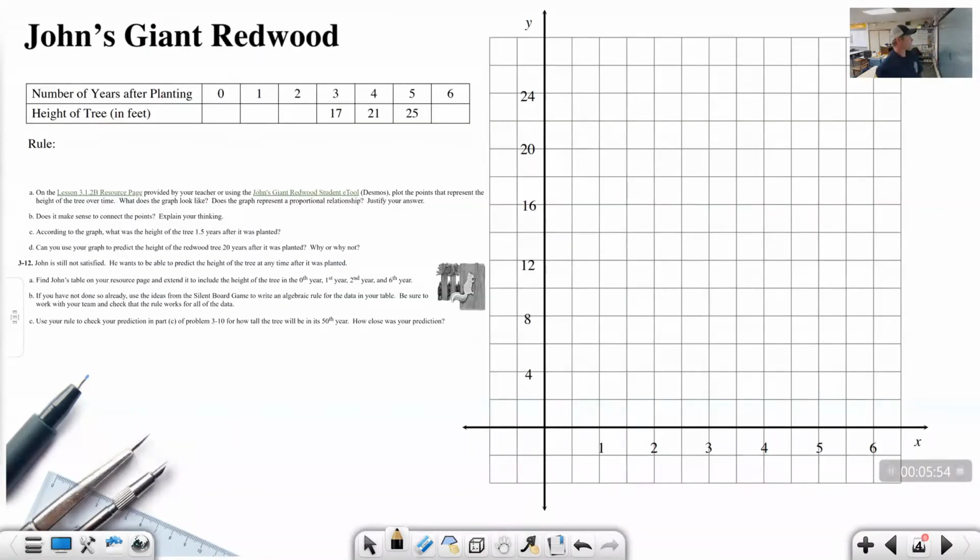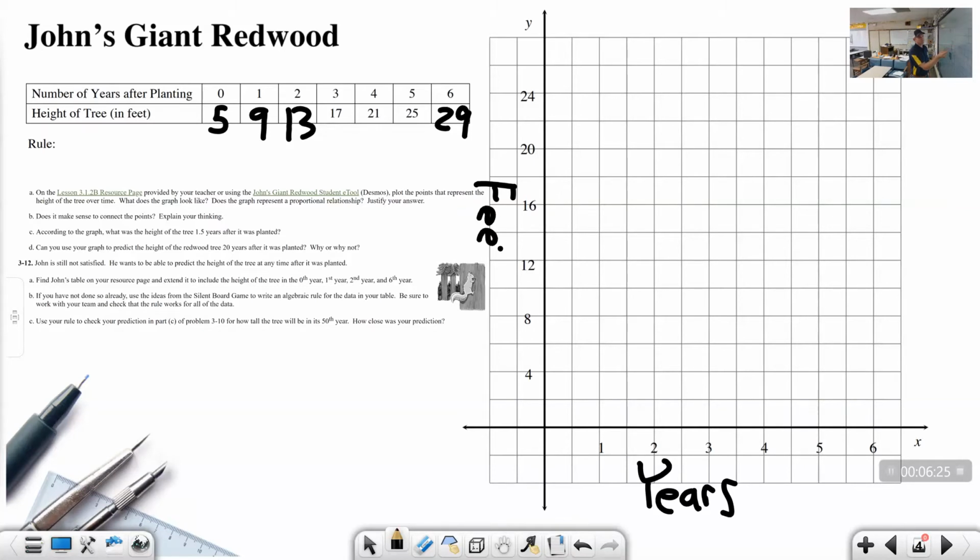All right. Let's go ahead and talk about the graph. Okay? So on your paper, you'll notice that we have a graph. And if I go ahead and complete this table, 5, 9, 13, and 29. Okay? So here's what we're going to do. We're going to go ahead and plot the points. Down here, you have years. Go ahead and label years. On this side, we have feet. This is also the height of the tree in feet. You could label it that.